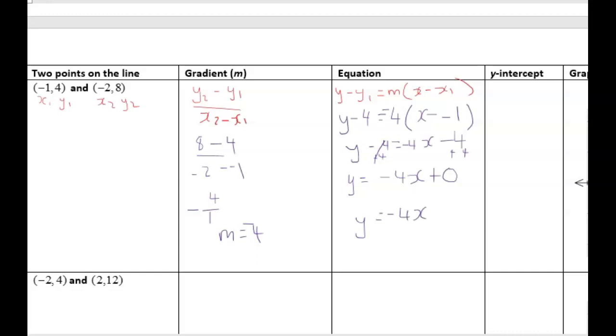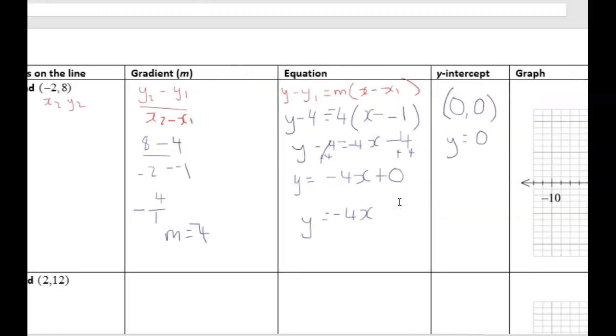But I wanted to write that there because remember, our equation in the form y equals mx plus c, c is our y-intercept. So for our next column, the y-intercept is 0, 0. Okay, so you could write it as a set of coordinates, or you can say it's at y equals 0.